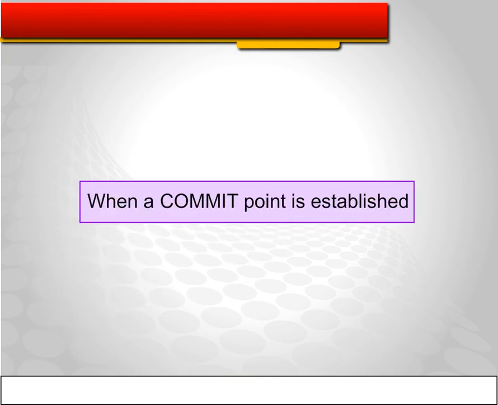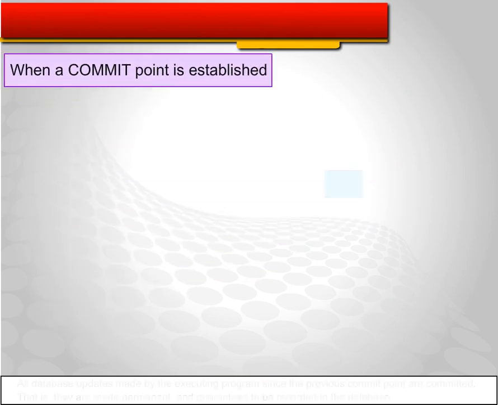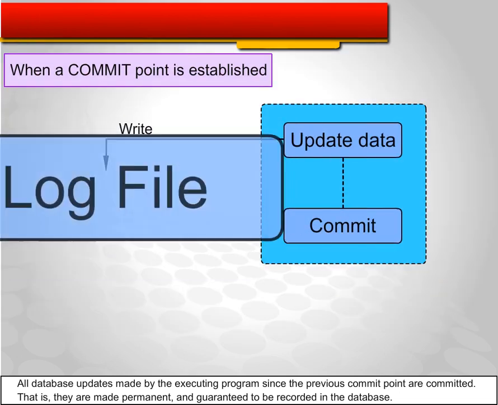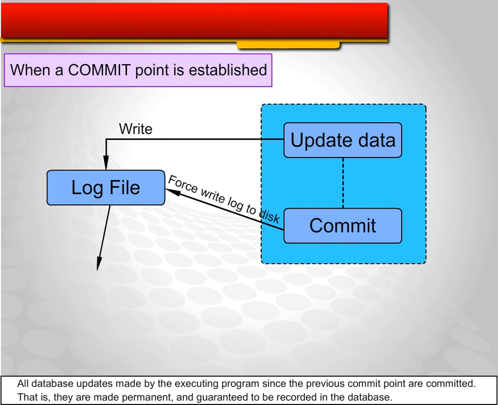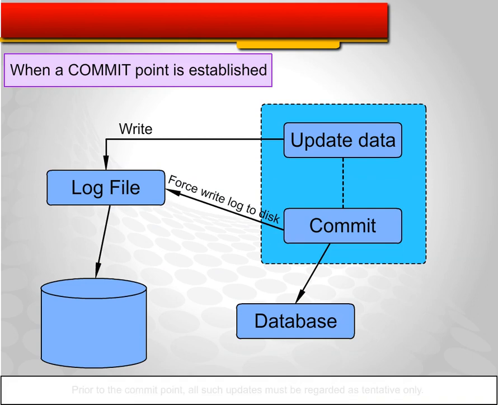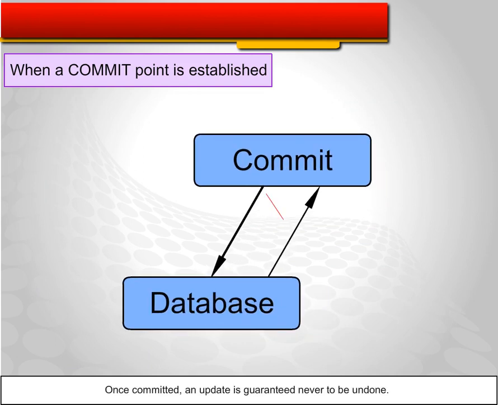When a commit point is established, all database updates made by the executing program since the previous commit point are committed. That is, they are made permanent and guaranteed to be recorded in the database. Prior to the commit point, all such updates must be regarded as tentative only. Once committed, an update is guaranteed never to be undone.